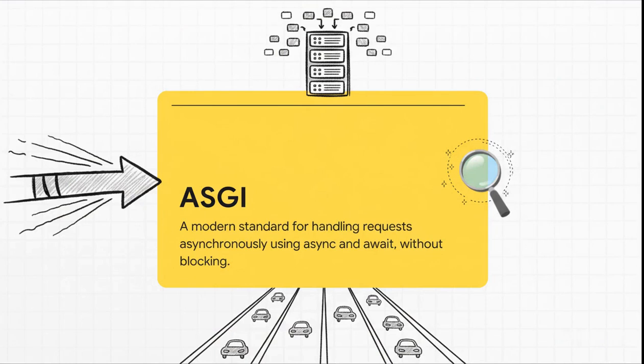Well, it has a secret weapon, and its name is ASGI. Now, ASGI is the magic that FastAPI is built on. The best way to think about it is like this. Older servers were like a single-lane country road, one car at a time. If one car stops, everyone behind it is stuck. But ASGI, that's a multi-lane superhighway. It can handle tons of traffic all at once, concurrently, without anyone getting blocked. And that is the secret sauce behind FastAPI's incredible speed.